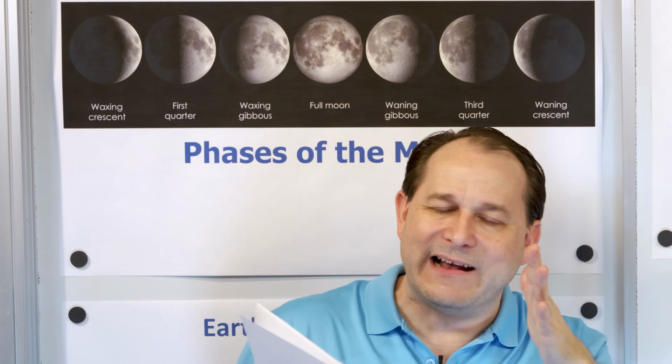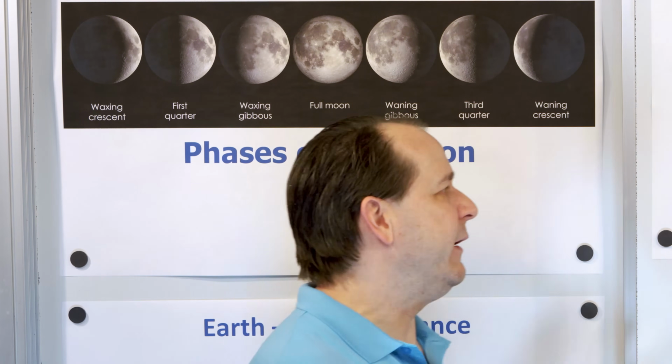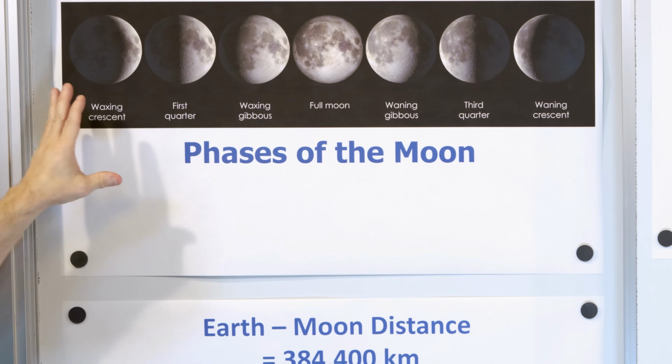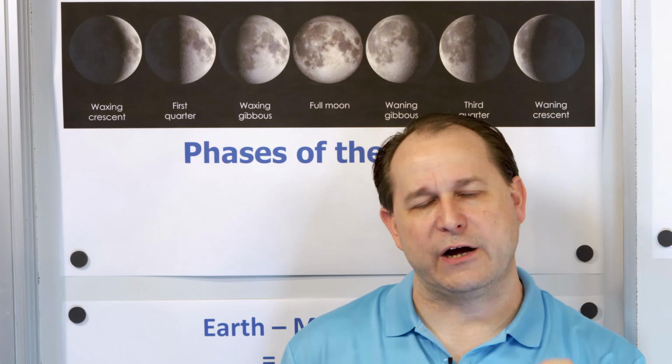So the word waxing, in your mind, you need to be thinking becoming more and more illuminated. The word waning, you need to be thinking getting less and less illuminated. That's how it works. All right, these are the phases of the moon. This is what we seek to understand.